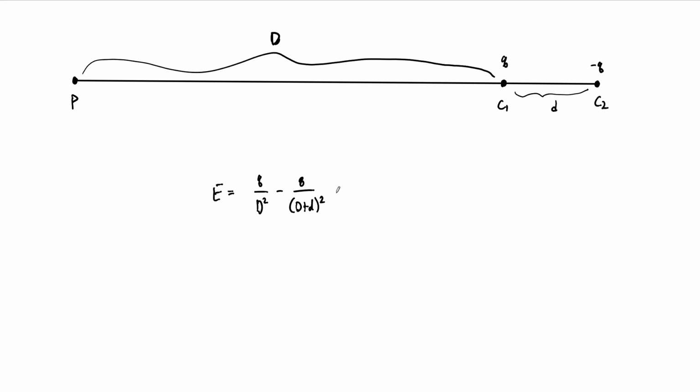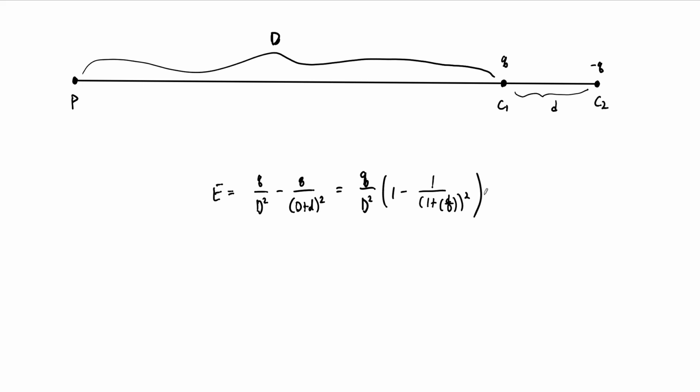This could be rewritten as Q over D squared times 1 minus 1 over, and we took the Q out and the D squared out, so this leaves us with 1 plus lowercase d over capital D, quantity squared.